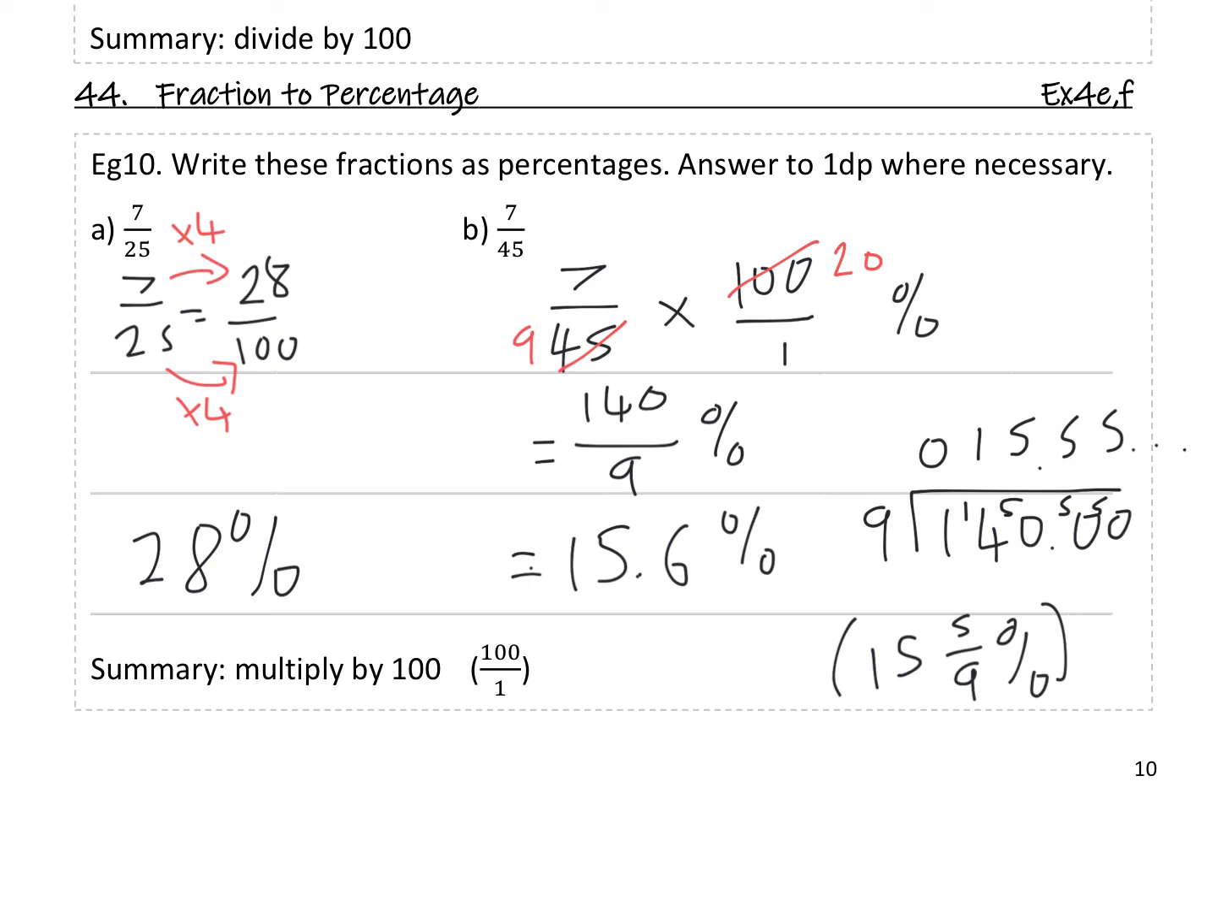So in summary, if the denominator fits in nicely into 100, you can just multiply it up, scale it up, that's okay. But if not, what you want to do is multiply by 100 to go from a fraction or a decimal to a percentage, times by 100. And when it's a fraction, you want to times by 100 over 1, because that's equivalent.